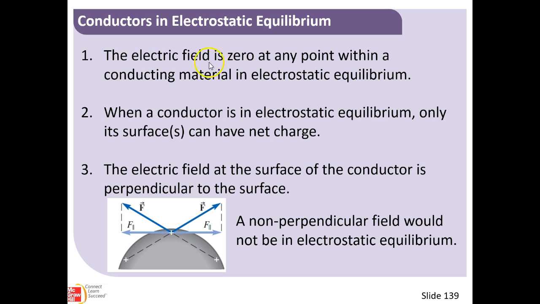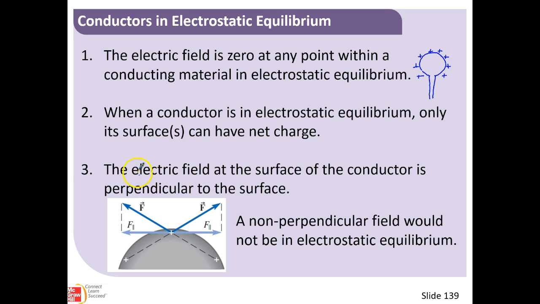The first one is the electric field is zero at any point within a conducting material in electrostatic equilibrium. So if I have a conductor in electrostatic equilibrium, only the surface can have a charge. So let's go back to our Van de Graaff generator. That ball on top, there won't be any charges on the inside. The only place that we'll see charges, either positive or negative charges, will be on the outside surface.